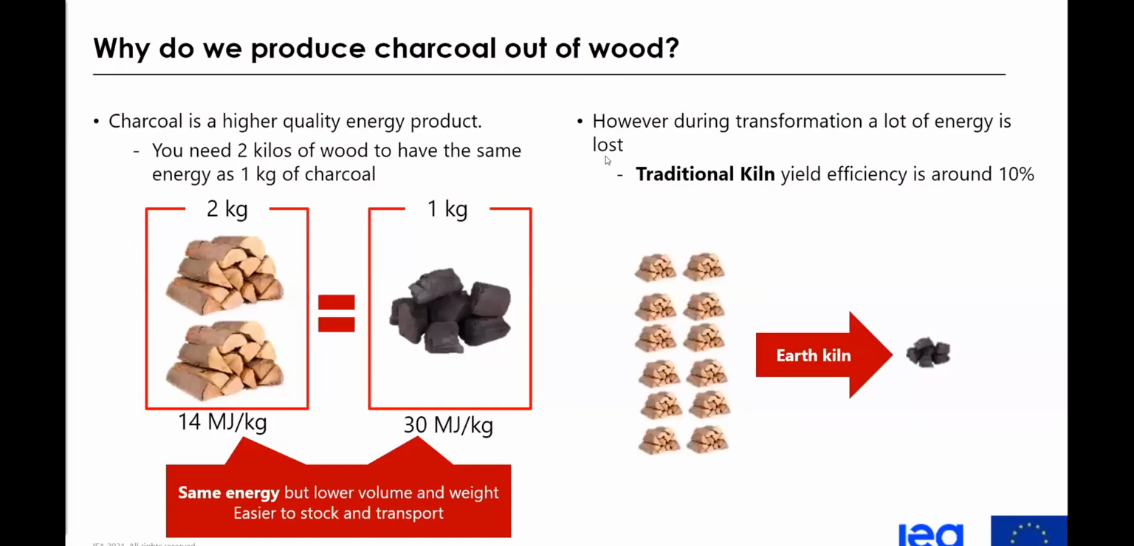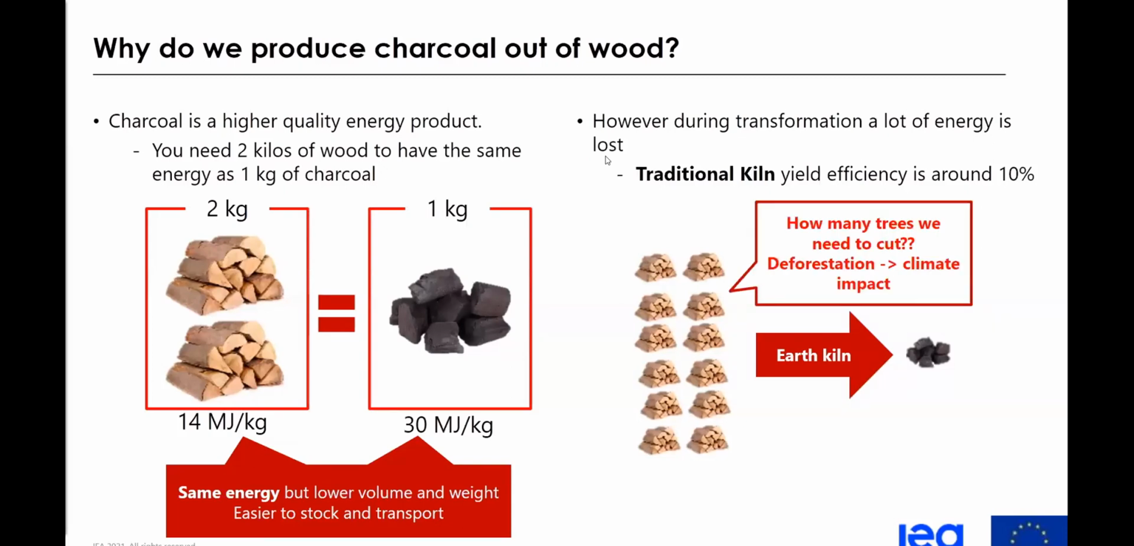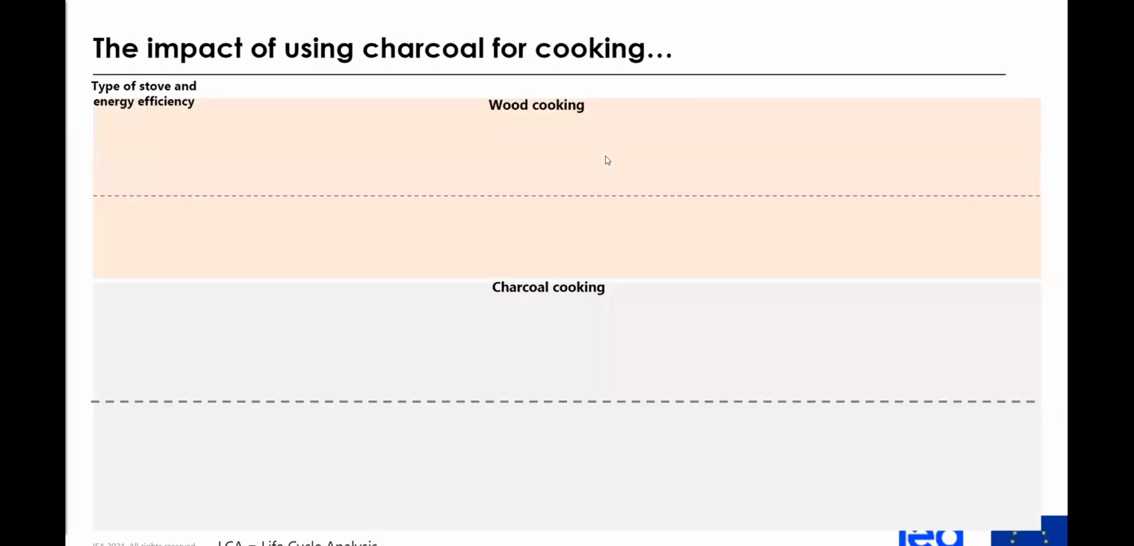However, with an improved kiln, it can be better, and the yield efficiency is around 30% and you can produce more charcoal. So it is very important to track how charcoal is produced in the country as it has an impact on the environment. Let us look even more at the end use energy service, that is cooking. Here we will see the different types of fuel, so wood and charcoal, and the means for cooking, that is traditional stove and improved cook stoves.